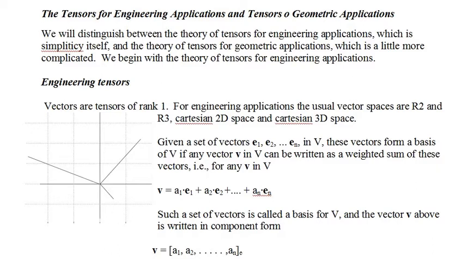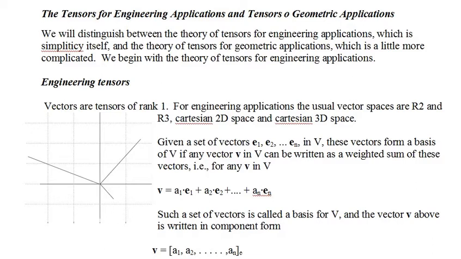Vectors are rank 1 tensors. So we will start with a vector space, which we'll denote by capital V, and for us this will be either two-dimensional Cartesian space R2 or three-dimensional Cartesian space R3. A basis for a vector space is a set of basis vectors, E1, E2, En, such that any vector in V can be written as a sum of basis vectors.